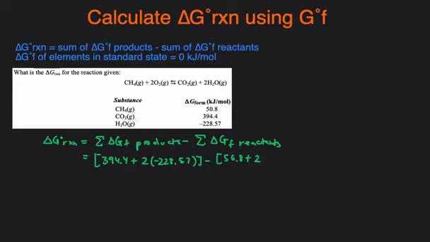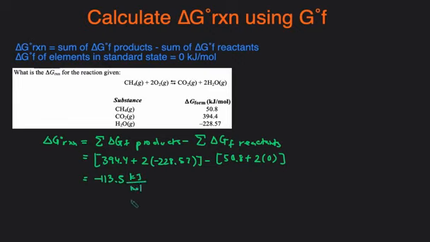The value of O2 is not given here, and that's because O2 gas is an element in its natural or standard state, so its value will just be 0 kilojoules per mole. Now we can plug that into the calculator: negative 394.4 plus 2 times negative 228.57 minus 50.8, and we'll get negative 113.5, and the units will be kilojoules per mole.